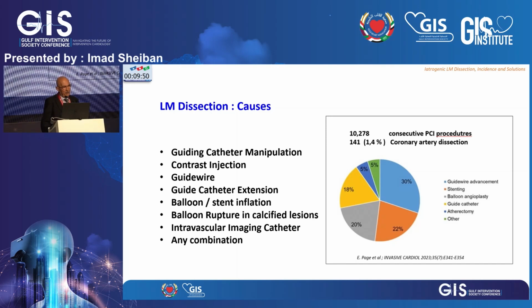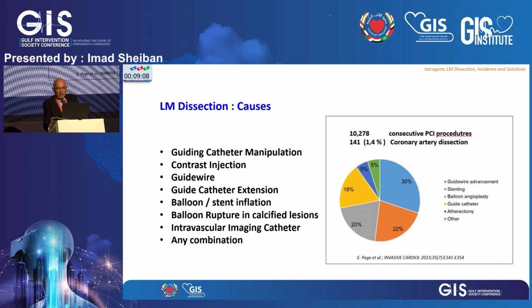Actually, left main dissection causes are similar to all dissection happening also in other sites of coronary circulation. That means guiding catheter manipulation, contrast injection, guide wire manipulation, guide wire extension, balloon stent inflation, balloon rupture, particularly in calcified lesion at the ostium of both right coronary artery or left main. The use of intravascular imaging catheter sometimes can also produce dissection or any combination between these factors.